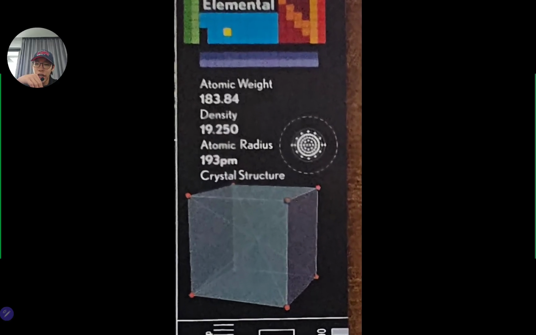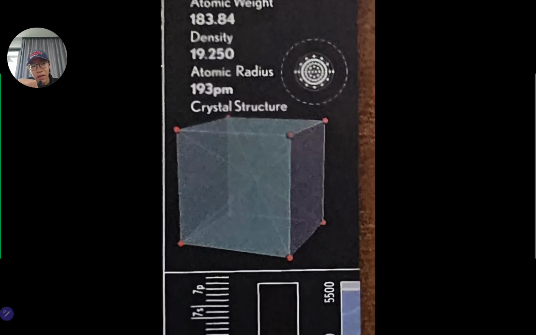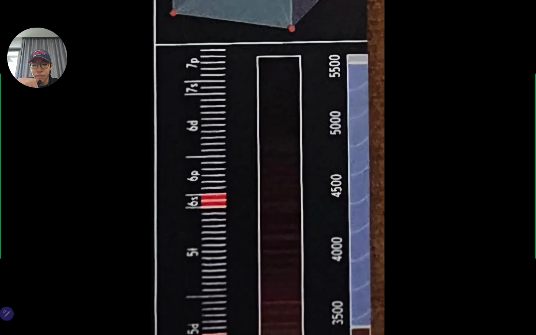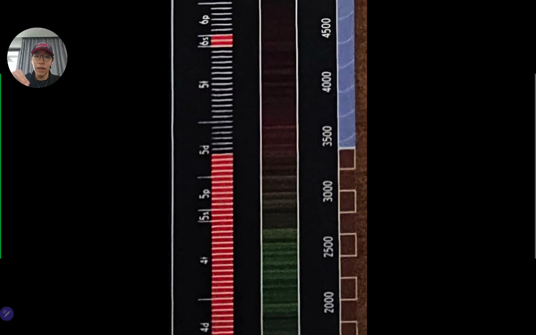Its atomic weight is 183.84. Its density is 19.250. Its atomic radius is 193 picometers. And its crystal structure, it's a cube. Once again, from now on, most of these metals will have ridiculously, exceptionally high melting points.